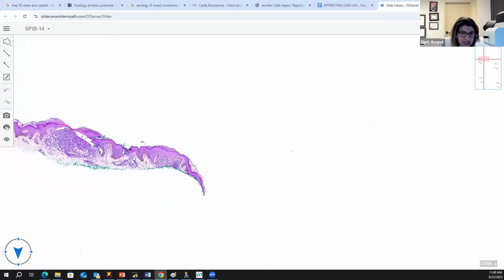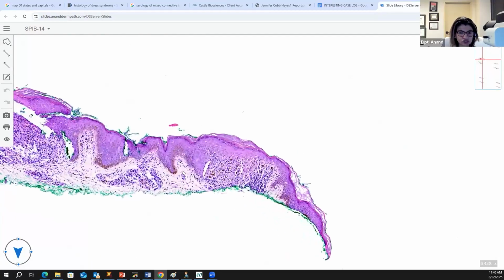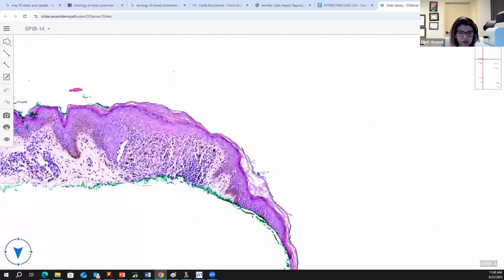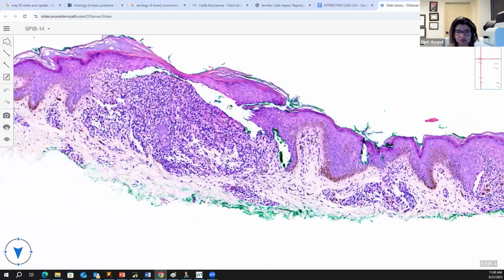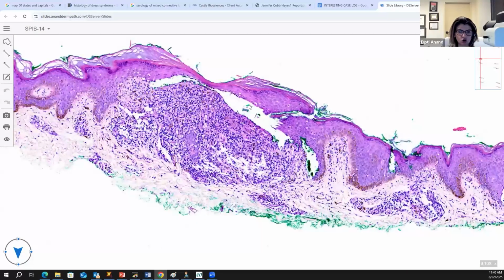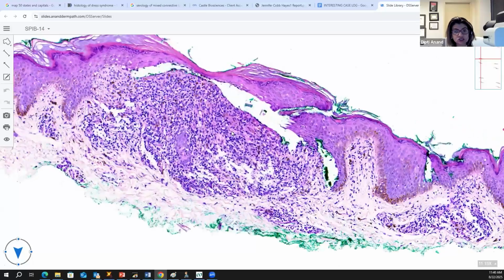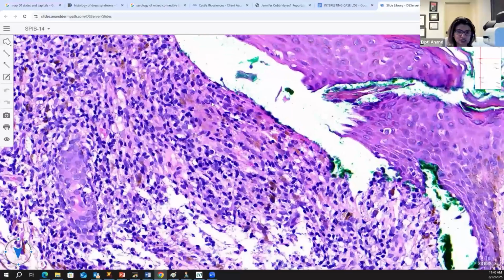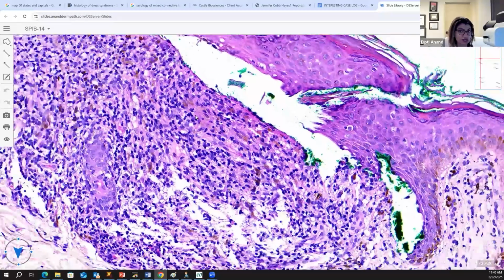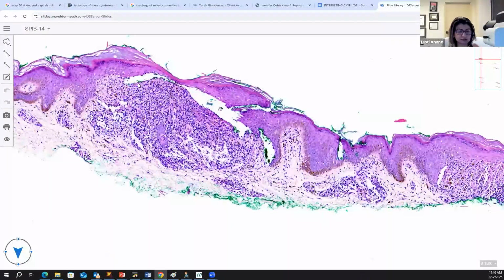You see, they have uninvolved rete ridges in between them. This is one papule, which has the nice ball and the claw. This is the claw, this is the ball. It is also granulomatous. You can actually see that there is a giant cell in here, which is very classic for lichenitidis.